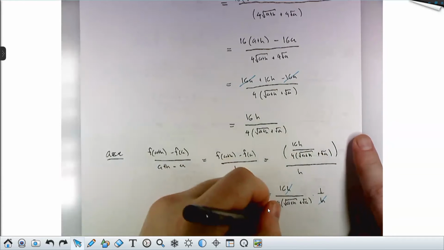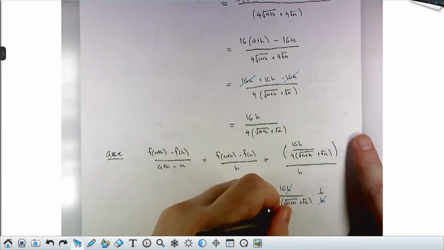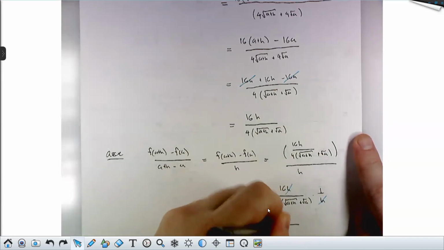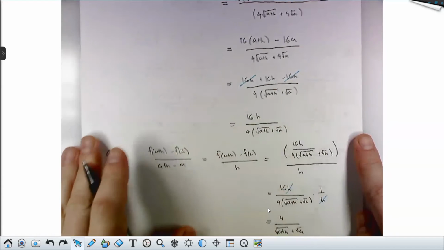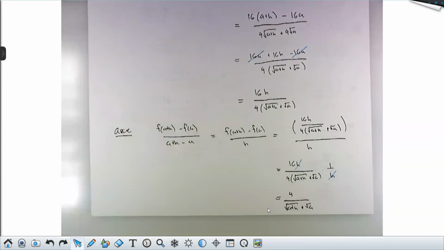So our average rate of change looks like we can also simplify the 16 and the 4. It's going to be 4 over square root a plus h plus square root a. But if you want to save that multiply by the conjugate algebra stuff for the average rate of change, you can. It's up to you, but you've got to do it somewhere.